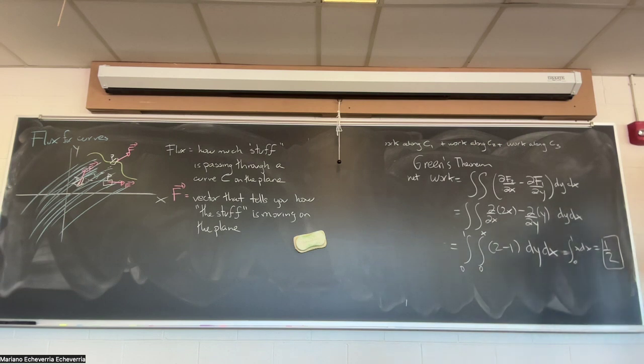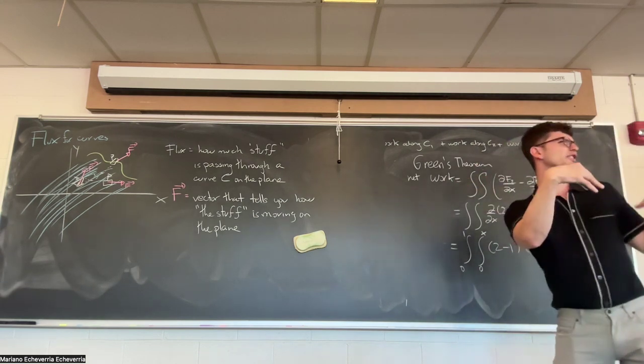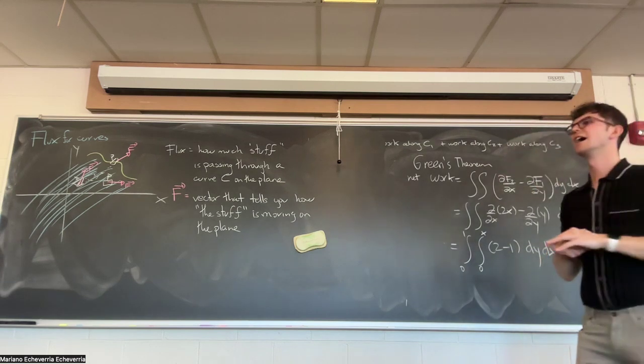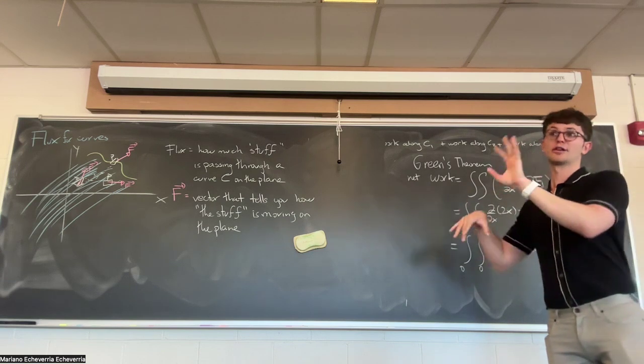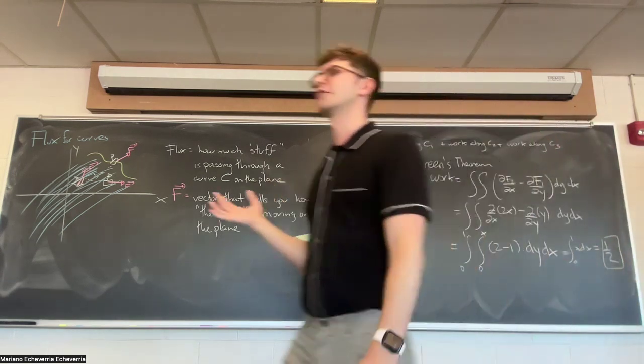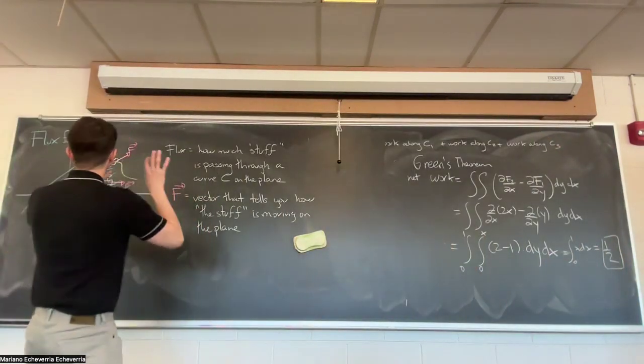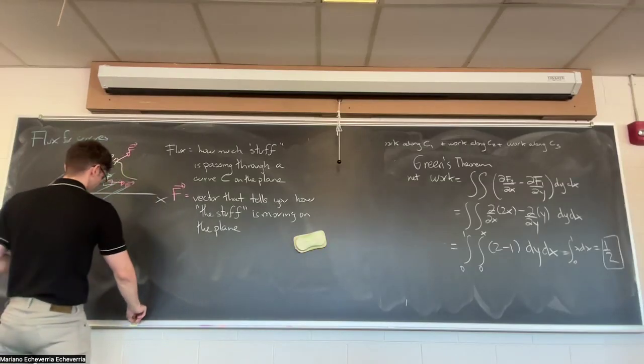So you can think about it like some sort of velocity vector of the material. I don't want to call it V because V is kind of reserved for the velocity of the curve. That's why I keep referring to it as F. Okay, so let's just zoom in on this situation.